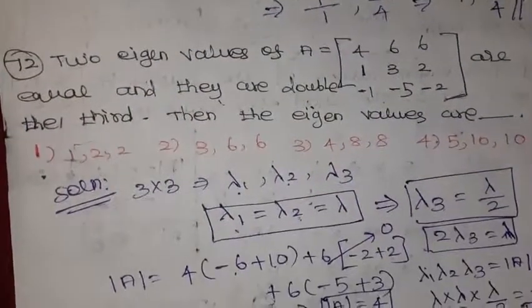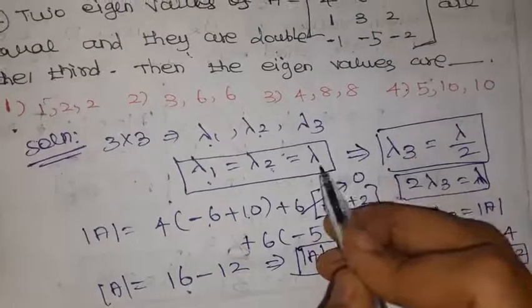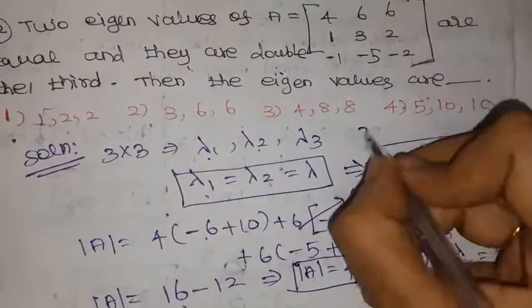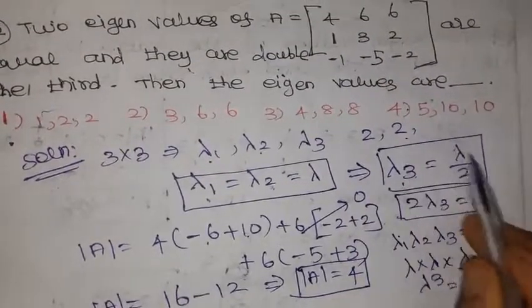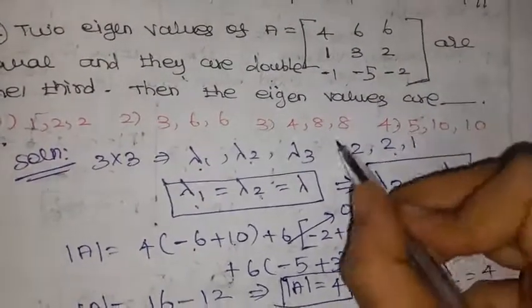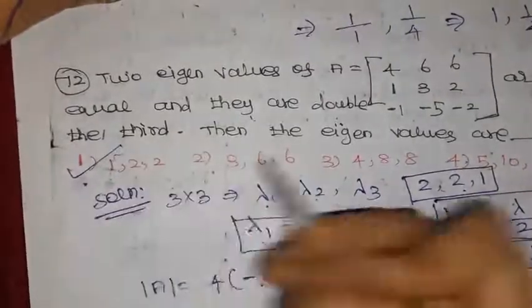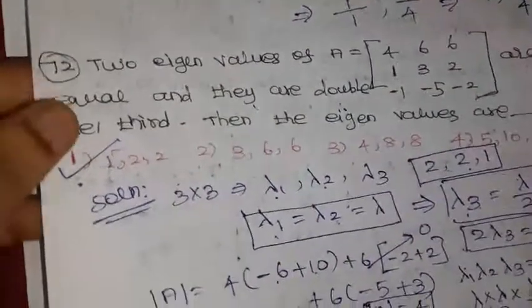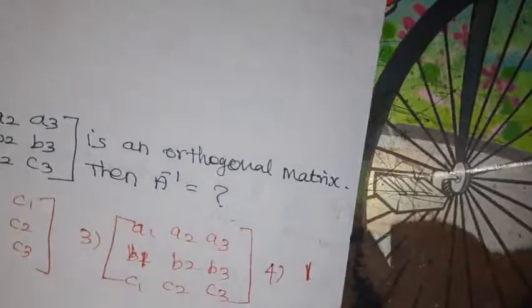So we found that lambda is 2. So lambda 1 and lambda 2 are the same, 2 comma 2. What is lambda 3? Lambda by 2. So 2 by 2, 1. So 2 comma 2 comma 1, or 1, 2, 2. This one, 1, 2, 2. Okay. This is question 72.